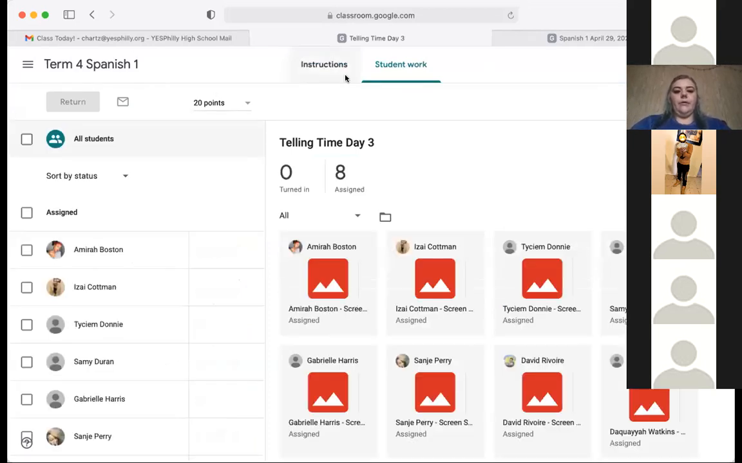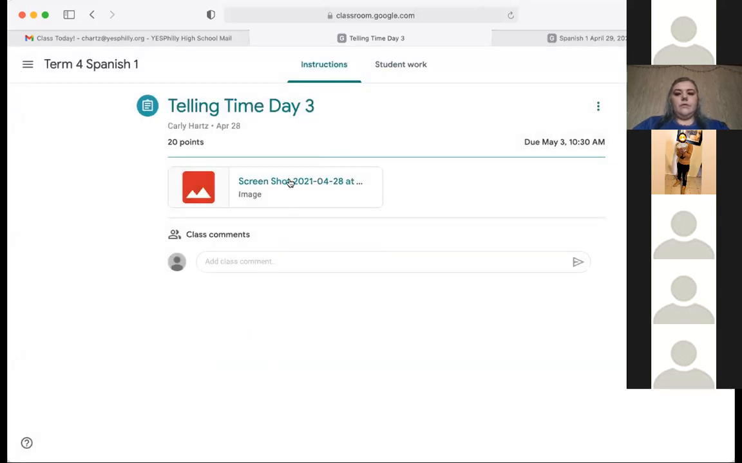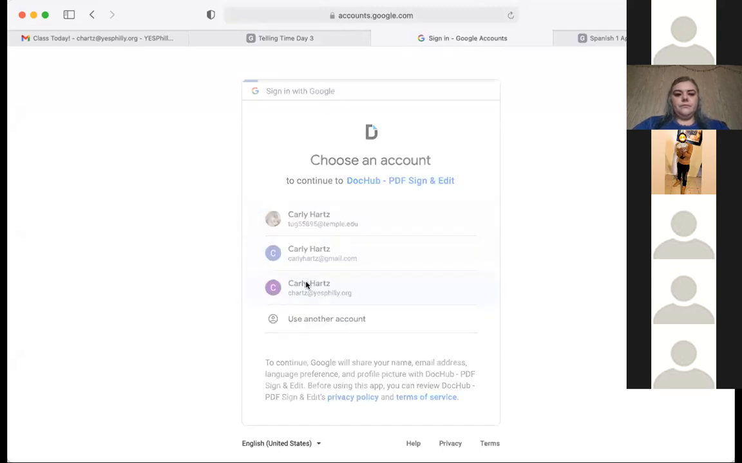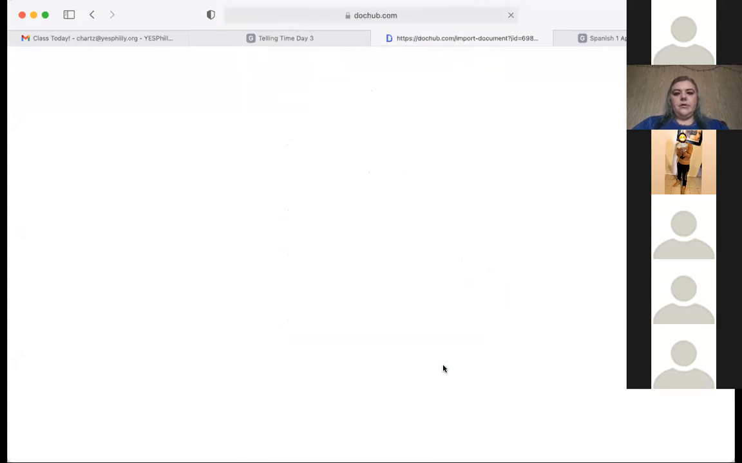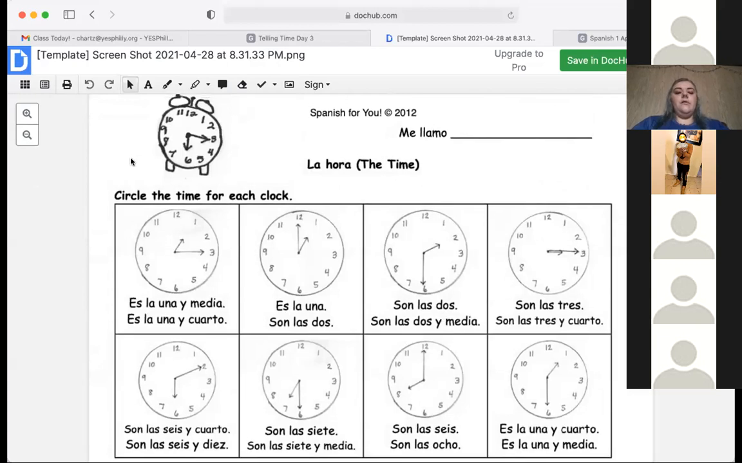So let's check this one out here. This is actually a screenshot that I took. Uh-oh. Hold on, give me 1 second. Okay, let's see if it works with us. If not, I will convert this to a PDF so you guys can do this. So you should be able to view it. If not, send me an email and I'll work on it.